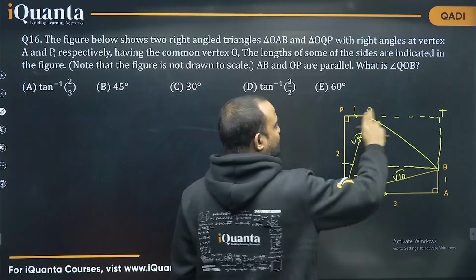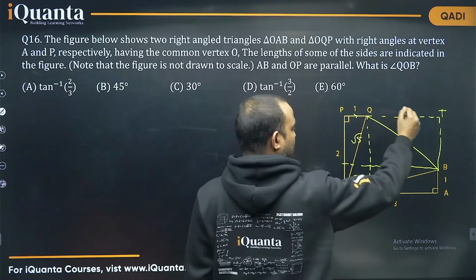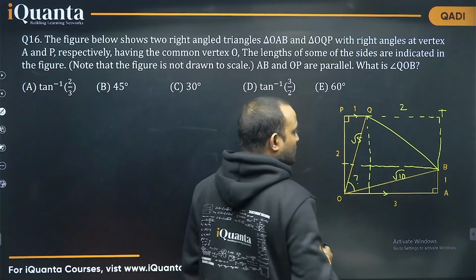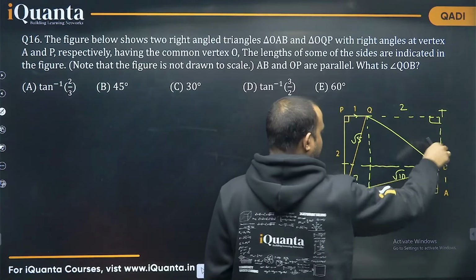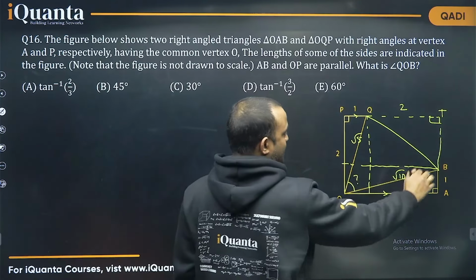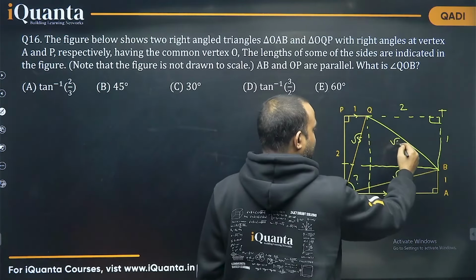What will be the length of QT? Same as AO minus PQ. So this will be 3 minus 1, that is equal to 2. What will be the length of BT? This will be same as, this is 2 minus 1, that is 1. So now you can use the Pythagoras theorem and we get this as root 5.